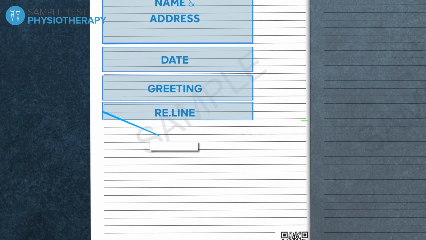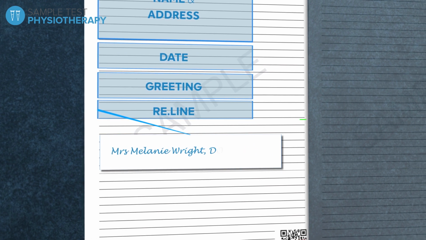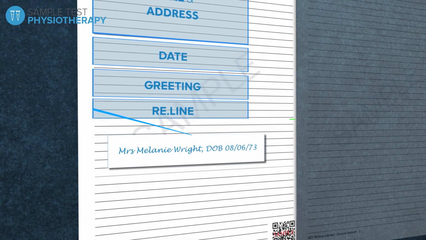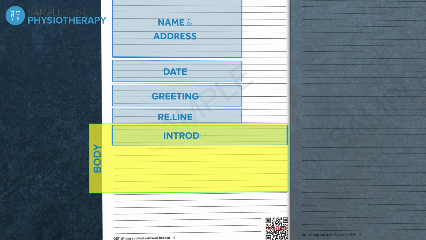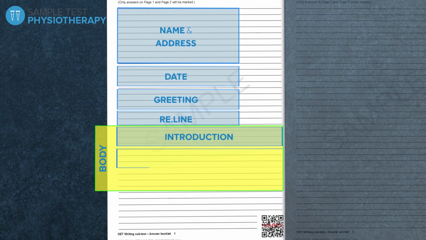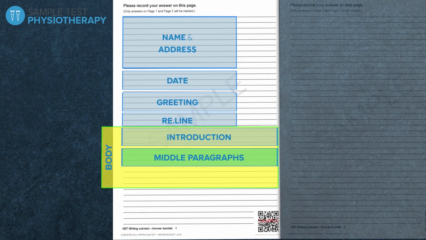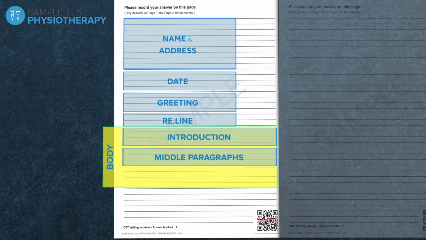So this RE line is Mrs. Melanie Wright, DOB 080673. Then will come the body of my letter, the paragraphs. The introduction introducing the reason for writing, and the presenting complaint paragraph, the examination paragraph, and finally the advice paragraph.